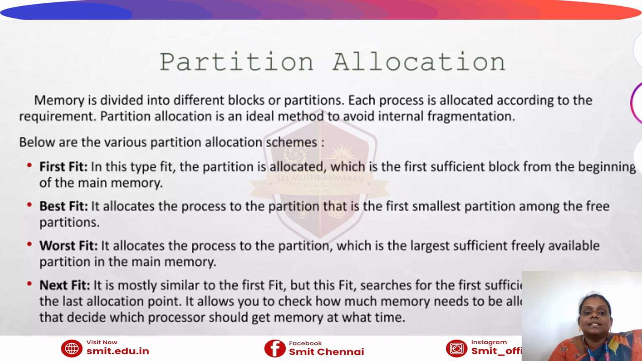In first fit, the partition allocated is the first sufficient block from the beginning of the main memory. In best fit, it allocates a process to the smallest sufficient partition among the free partitions. Worst fit allocates the process to the largest sufficient freely available partition. Next fit is mostly similar to first fit, but this fit searches for the first sufficient block starting from the last allocation in the main memory.